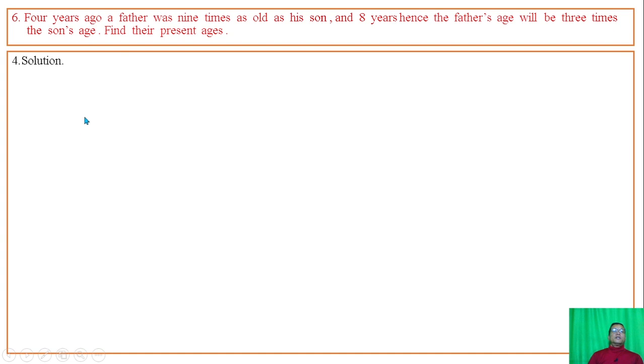6. 4 years ago, a father was 9 times as old as his son. 8 years hence, the father's age will be 3 times the son's age.